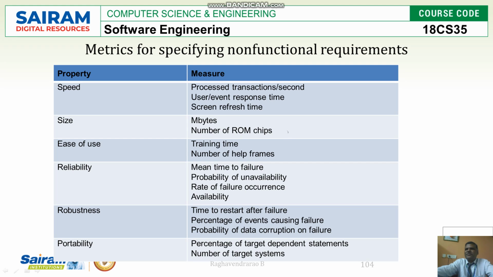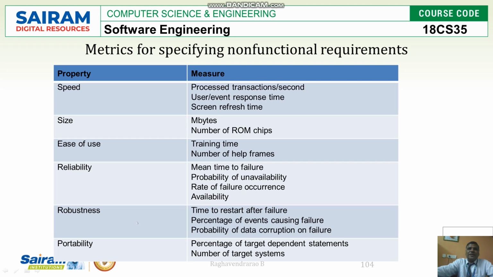Here some non-functional requirement specifications are given in matrix format: speed, size, ease of use, reliability, robustness and portability. Speed covers the processing speed of the system, screen refresh time, event response time. So whenever they check the BP and all, immediately that will show the output. If it is taking time, it is of no use. Then blood sugar also like that. Time should not be taken more.